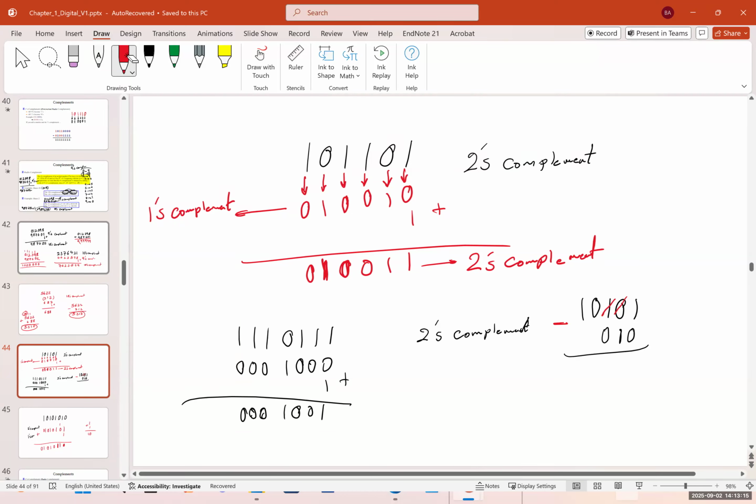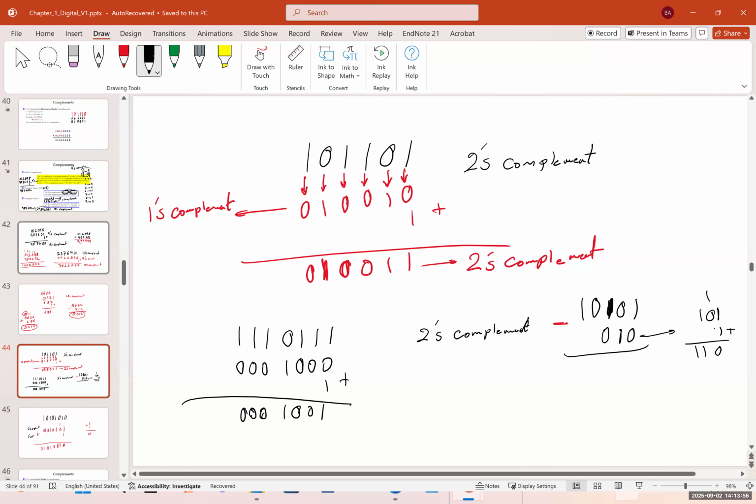Let's do it another way. What was the number again? 1, 0? Okay. Let's find the complement of 0, 1, 0. What is the complement of 0, 1, 0? The 2's complement. So the 1's complement for this is 1, 0, 1. The 2's complement is going to be, you add 1 to it. So 1 plus 1 gives us 0. So it's going to give us 1, 1, 0.